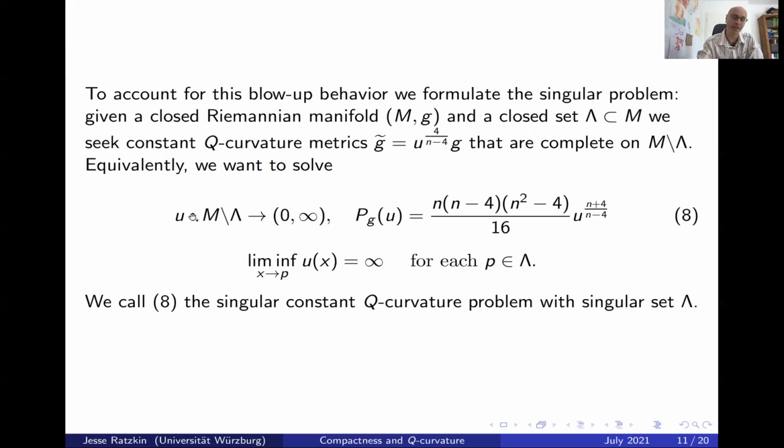And if I rephrase that as a PDE problem, I end up with a function u on M minus my singular set Lambda, which I want to be positive because I want it to be a conformal factor of a metric. It must satisfy this PDE. And I want the limit as x goes to any point on the singular set of u to be, sorry, to be infinity. I want u to go to infinity very strongly as I approach the singular set. And this is the problem we're going to concentrate on.